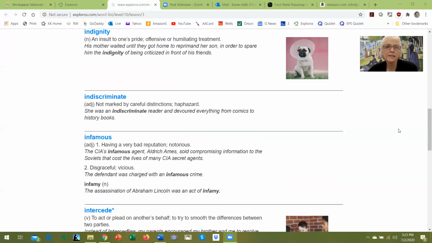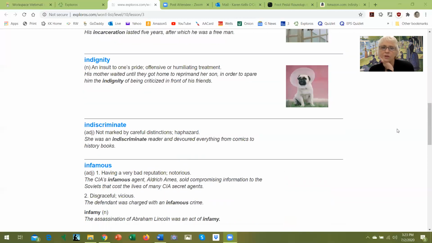Indignity, an insult to one's pride, offensive or humiliating treatment. His mother waited until they got home to reprimand her son in order to spare him the indignity of being criticized in front of his friends. Yeah, look at that dog there with that thing on its head. That dog is experiencing some indignity for sure.